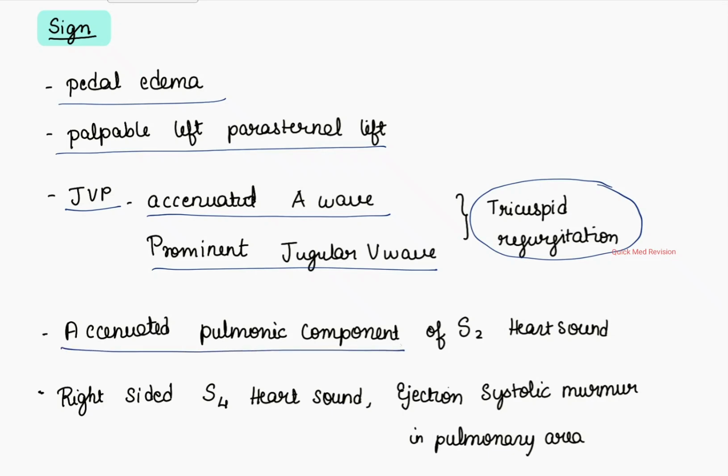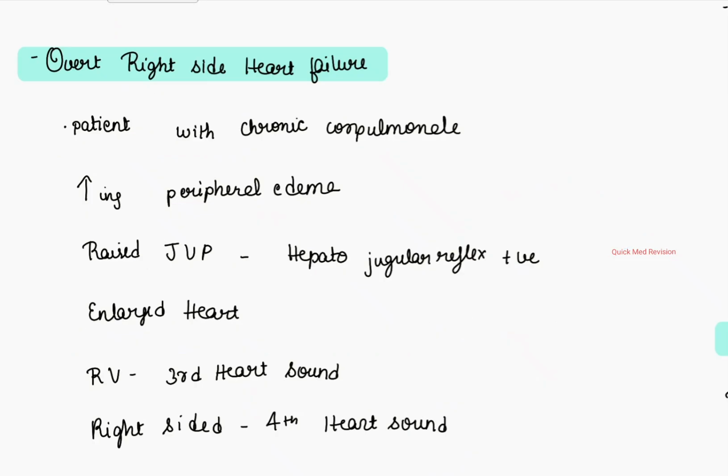There will be attenuated pulmonary component of H2 heart sound. Right-sided S4 heart sound will be heard. Ejection systolic murmur will be heard in the pulmonary area. Overt right-sided heart failure: in a patient with chronic cor pulmonale, there will be increasing peripheral edema, there will be raised JVP, and there will be hepatojugular reflex which will be positive.